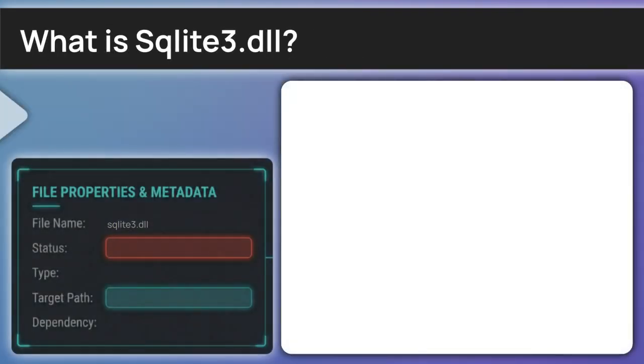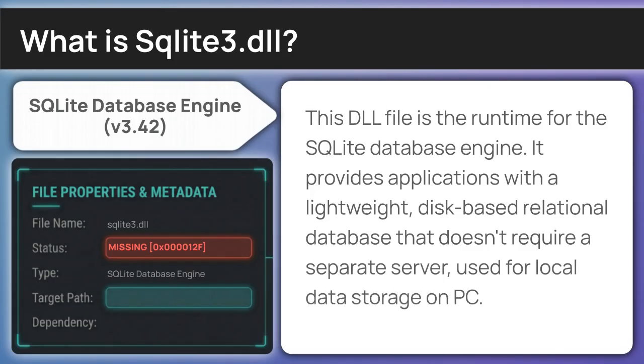This DLL file is the runtime for the SQLite Database Engine. It provides applications with a lightweight, disk-based relational database that doesn't require a separate server, used for local data storage on PC. Now that you know how the file works, let's focus on the how and fix the issue.